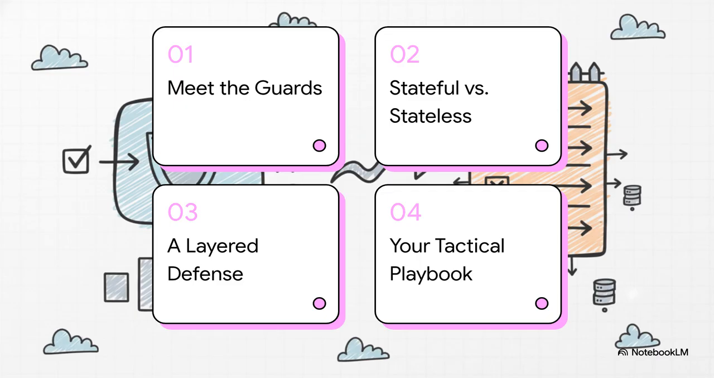So, here's our game plan. First up, we're going to meet our two security guards. Then, and this is the big one, we'll dig into the single most important difference between them, stateful versus stateless. After that, we'll see how they actually team up to create a layered defense, and finally, we'll give you a tactical playbook so you know exactly when to use which one.